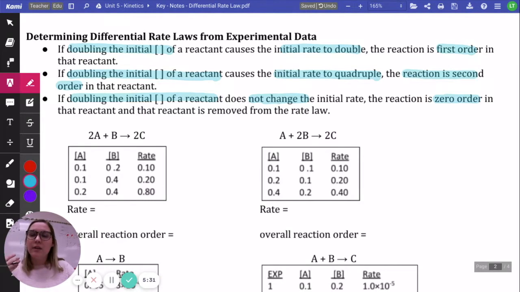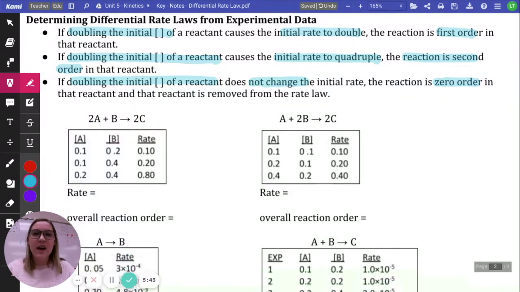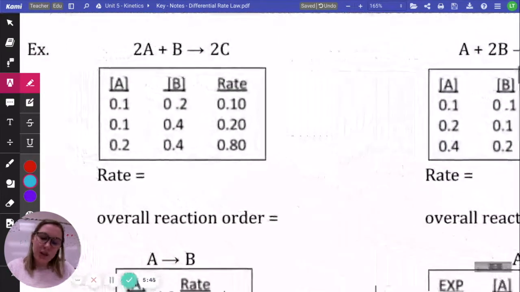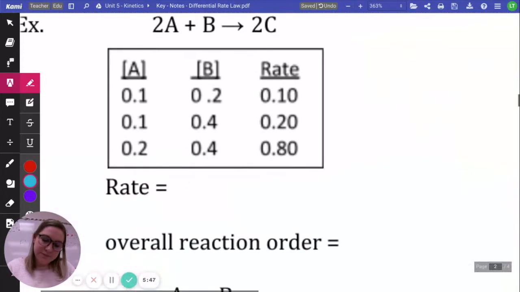So we're going to have to do a lot of data analysis here to see how my rate is changing based on how my concentration is changing. These are relatively easy. We have the same general form for every single one of these reactions. So let's jump in and start analyzing our data here.